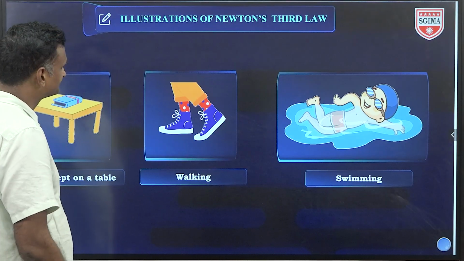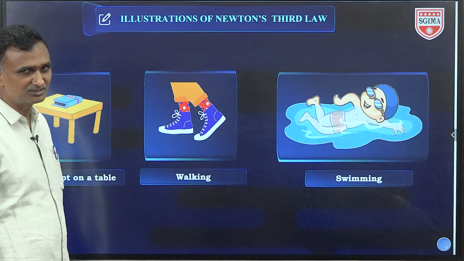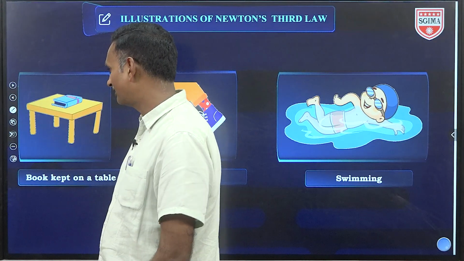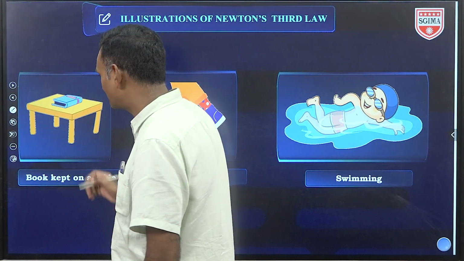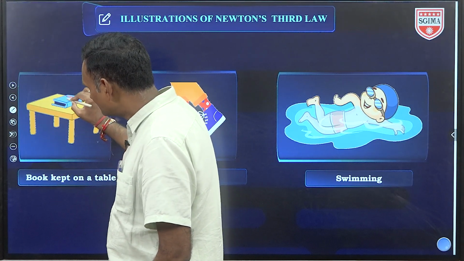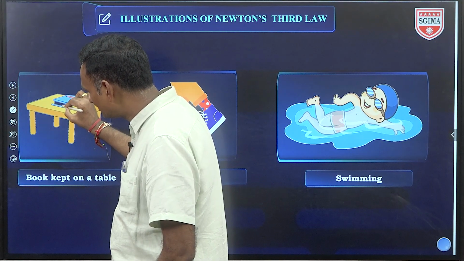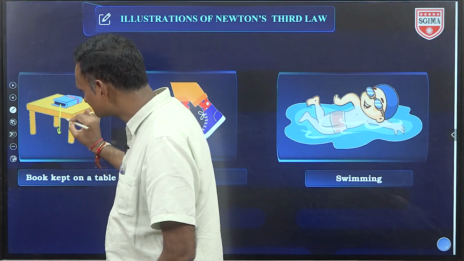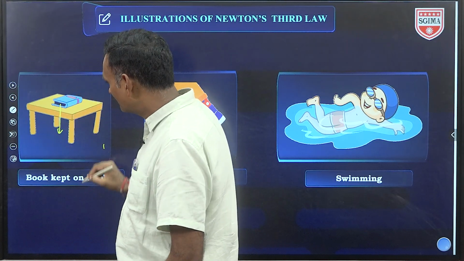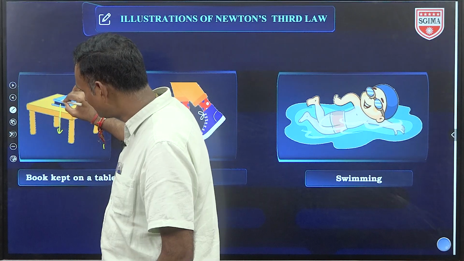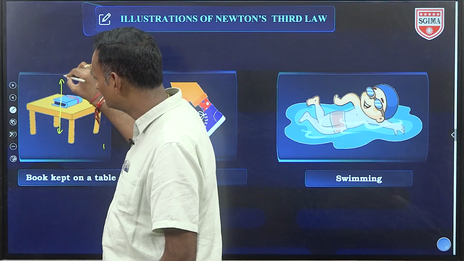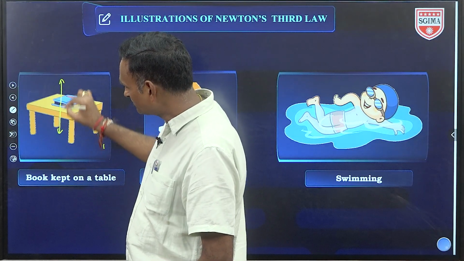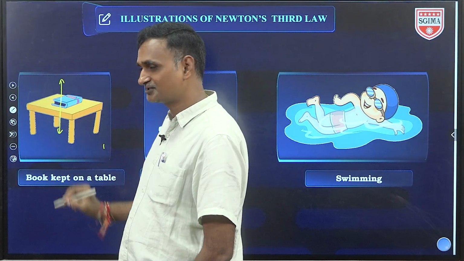Next, illustrations of Newton's third law. You can understand a book kept on a table. This is the first illustration and first example we can study. First, the book exerts some force on the table in the downward direction. This downward force is called action. Now, at the same time, the table exerts a force on the book, that is actually the reaction force. And these must act along the same line but in opposite directions.